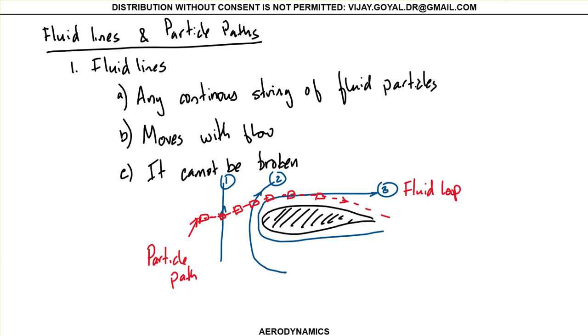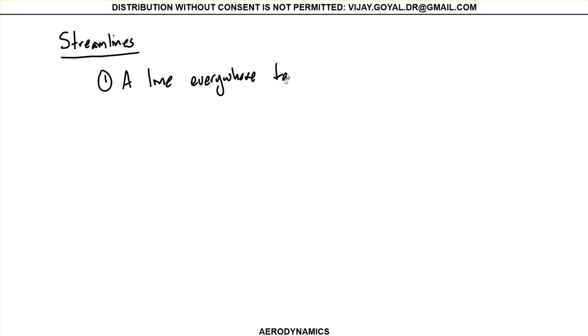There are a couple of other things we have discussed before, and I just want to capture a few of them so we can move beyond our previous subjects. It's the concept of streamlines. We know what streamlines are. First of all, a streamline is a line everywhere tangent to the velocity vector.